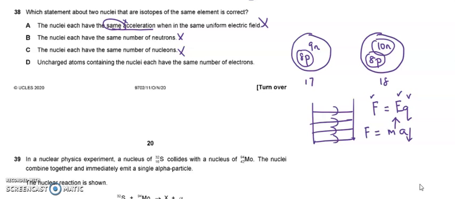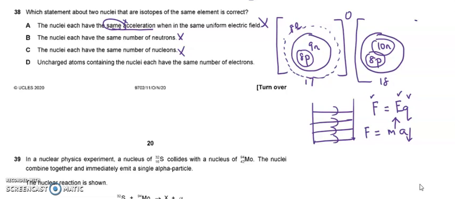And uncharged atoms. So now we consider the whole nucleus with the electrons surrounding it. Uncharged means it's not ionized, so the charge is 0. So there must be 8 electrons as well. So for this, also the same. Uncharged means we must also have 8 electrons. So it's not ionized yet. So it's the same number of electrons.